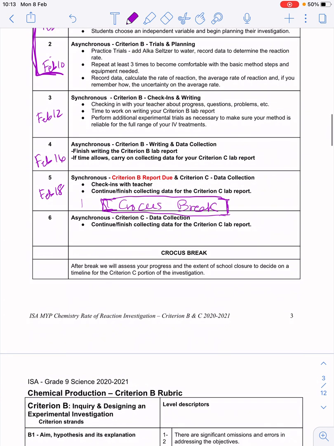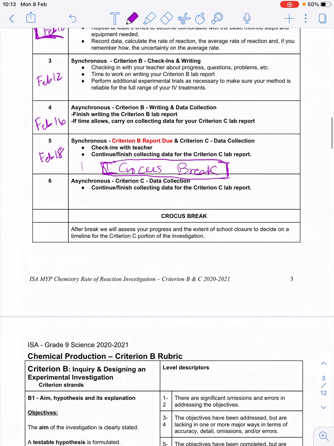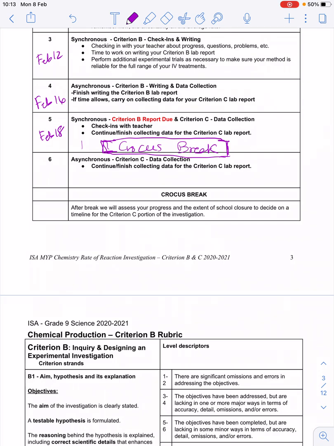The following asynchronous class on the 16th, a Tuesday, will be for writing the Criterion B. You also have a weekend in between those two. And then finally, your Criterion B report, your plan, will be due on the 18th before the Crocus break. You'll then have time to collect data on that day, and you'll collect some data after the break. I can do some check-ins in between that if needed to help answer questions and guide people.